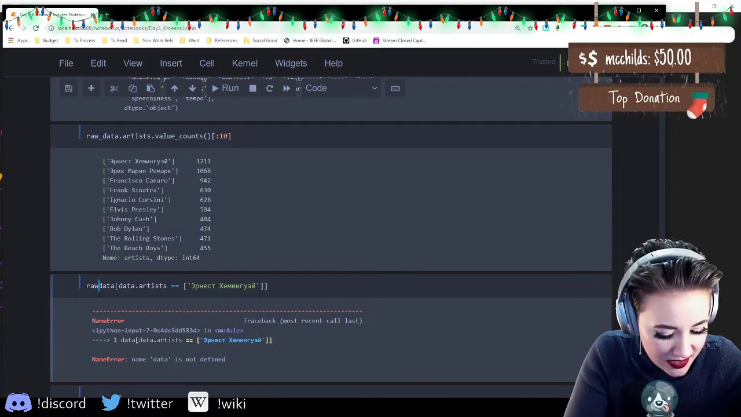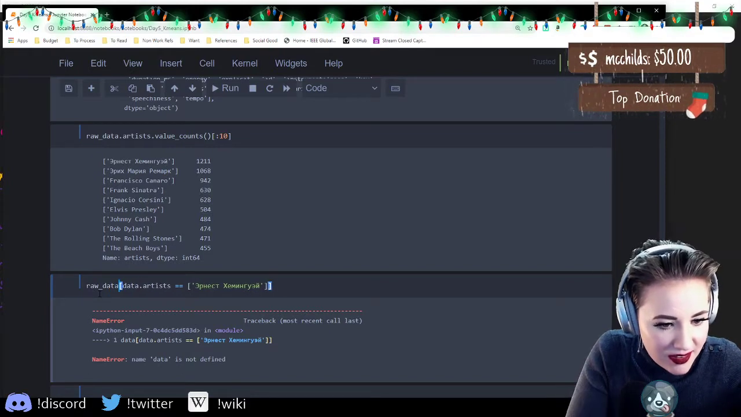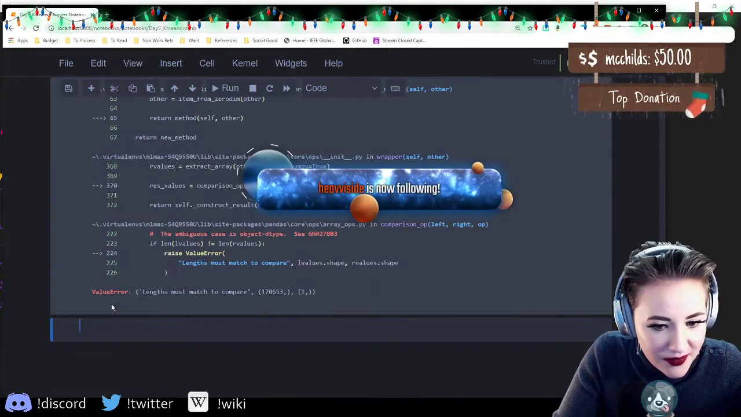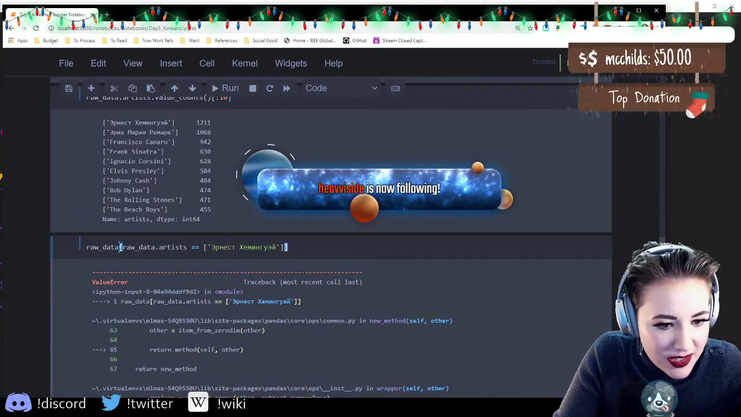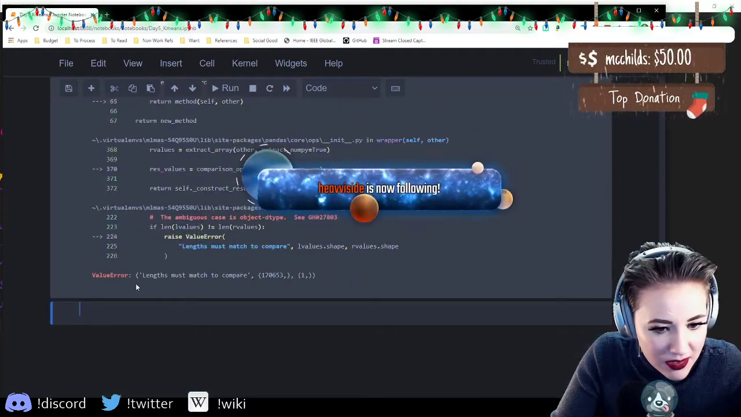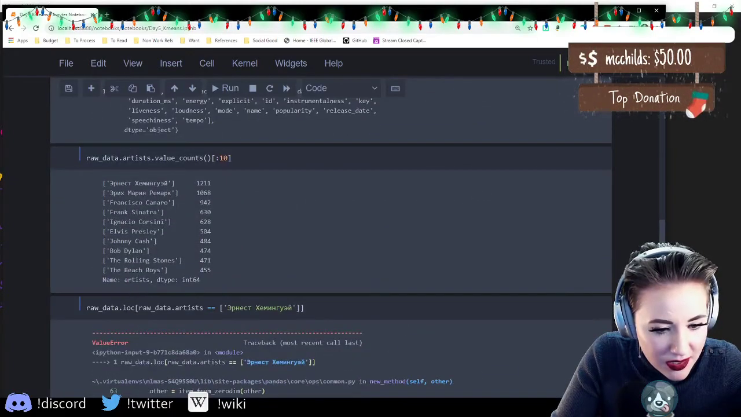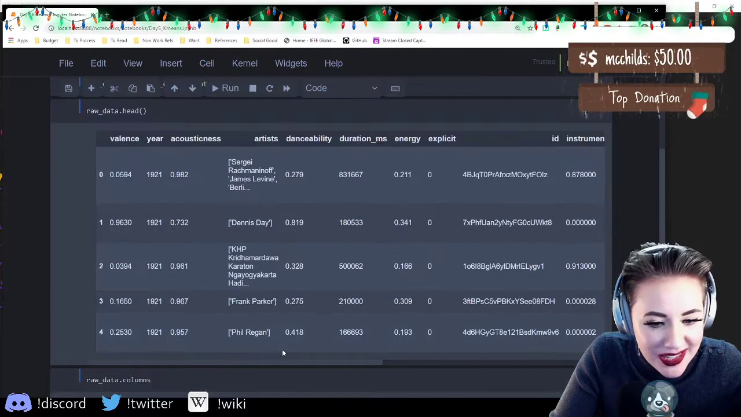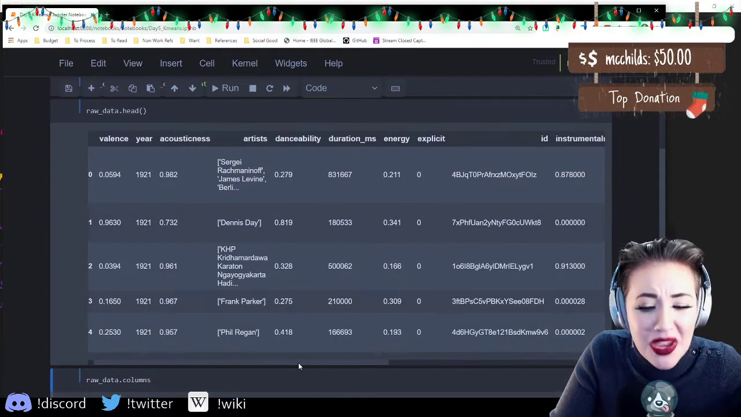I called it raw data, didn't I? Earth? Oh, whatever. Is it dot loc? I don't use pandas anymore. Is it not dot loc? Dot iloc? No. Anyway, it's fine. I'm not gonna deal with pandas. I don't use pandas anymore, unfortunately. So my pandas skills are rough.